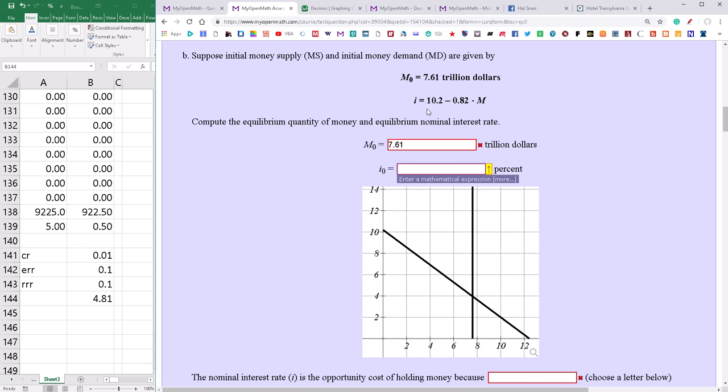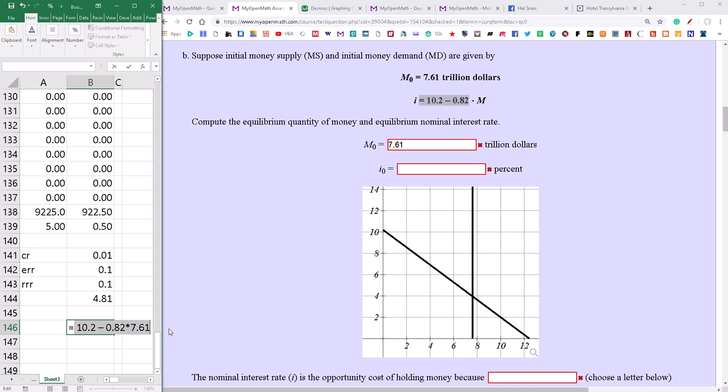Okay, and then what we have to do is plug this quantity of money into this equation. So I'm going to go ahead and copy this, and paste it over here into Excel. I'm going to multiply it by 7.61. And then I have to change this long dash into a subtraction symbol, a shorter dash. So the interest rate is almost 4, right? The interest rate's almost 4.